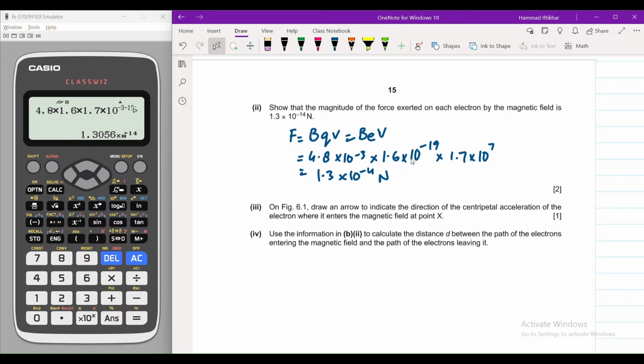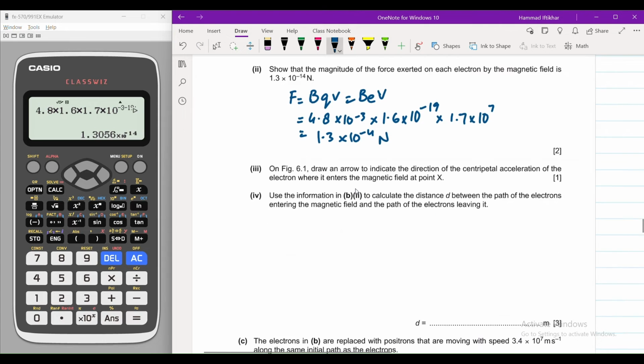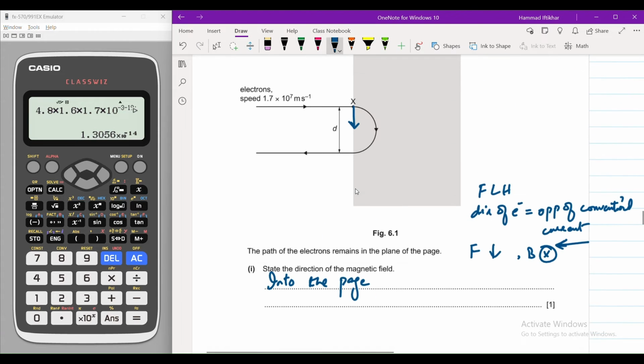On figure 6.1, draw an arrow to indicate the direction of centripetal acceleration of the electron when it enters the magnetic field at point X. So it's directed inwards, centripetal acceleration. Use the information to calculate the distance d between the path of electrons entering the magnetic field and the path of the electrons leaving it.